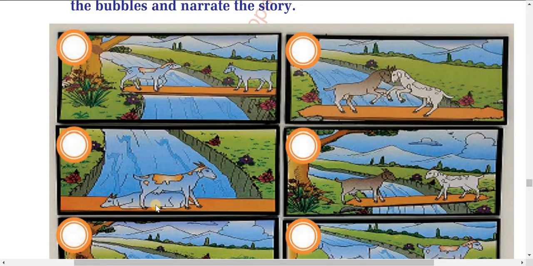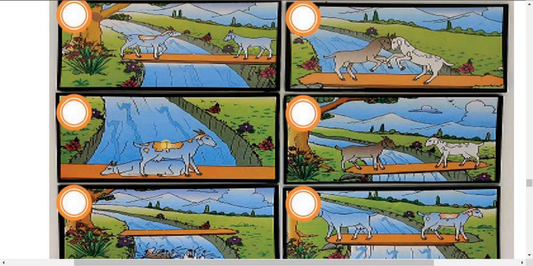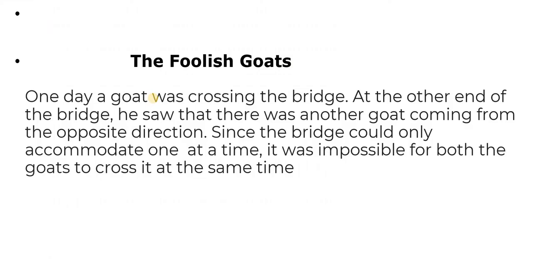Was narrow and they had an agreement. One of them, I'll show you this story, dear students. The foolish goats. Once upon a time, you can write, one day a goat was crossing the bridge.